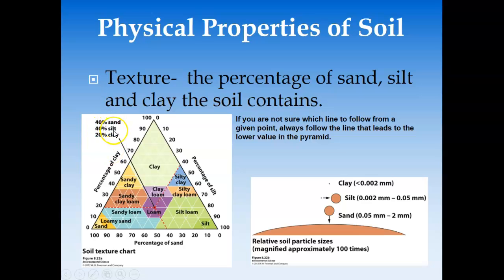Soil that has 40% sand, 40% silt, and 20% clay is considered a loam, and that is the healthiest soil for agriculture in most situations. So you can look around this little triangle and look at these different percentages. If you have less percentage of silt, you might be talking about a clay. If you have greater amounts of silt, you might just have a soil that's just silt. So depending on the percentages of sand, silt, and clay, you will have a different type of soil.